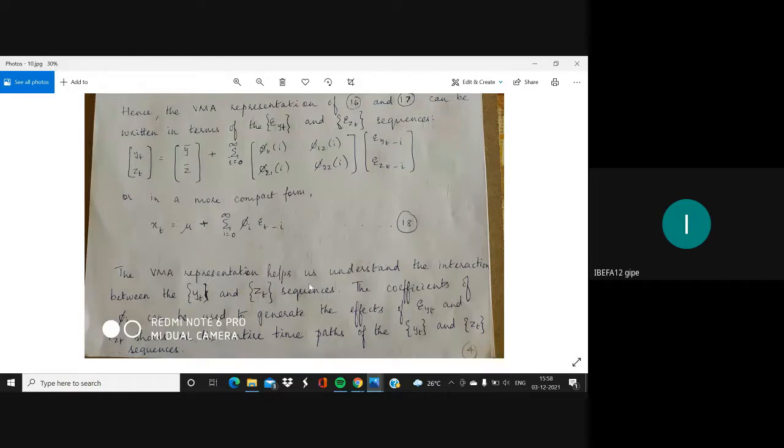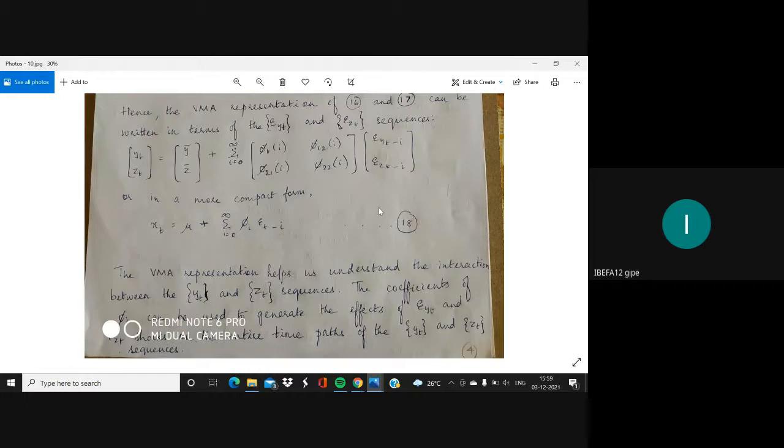So the VMA representation helps us to understand the interaction between the yt and zt sequences. Now, how exactly will we be able to do that? Using these impulse response functions. Each of these coefficients in this matrix, that is phi 11, phi 12, all these coefficients are known as the impulse response functions. I'll tell you exactly why in a moment. The coefficients of phi i can be used to generate the effects of epsilon yt and epsilon zt shocks on the entire time paths of yt and zt sequences.